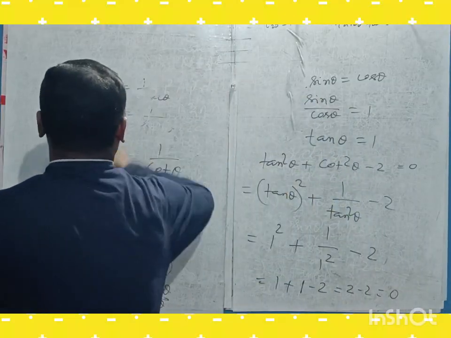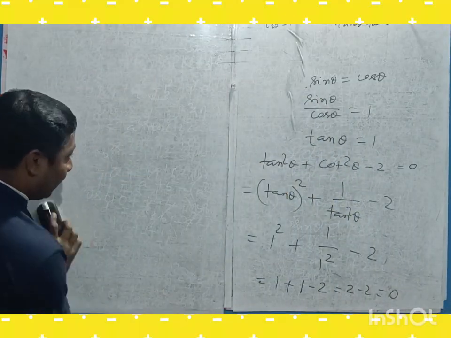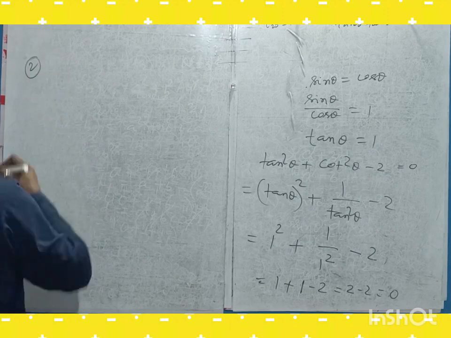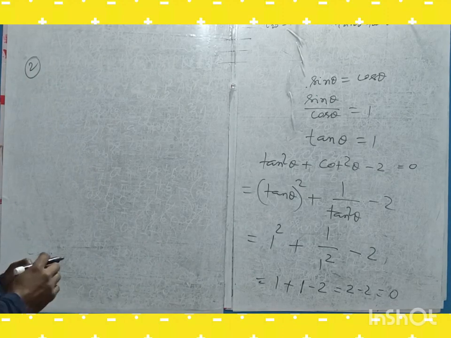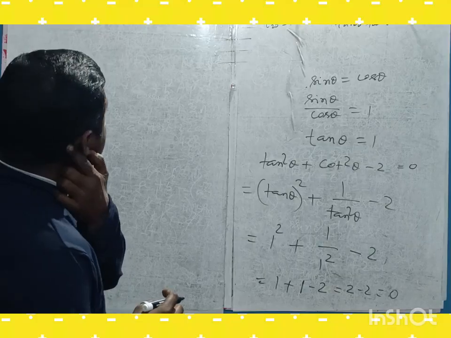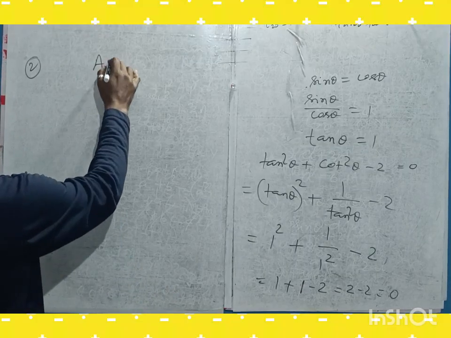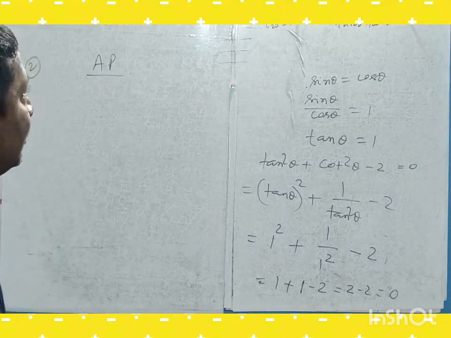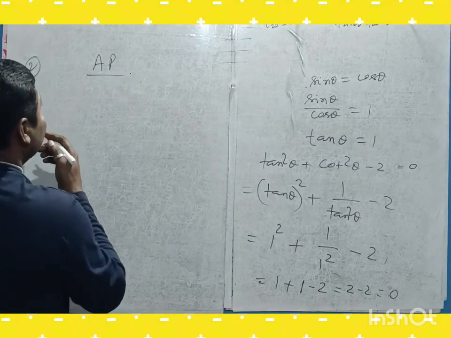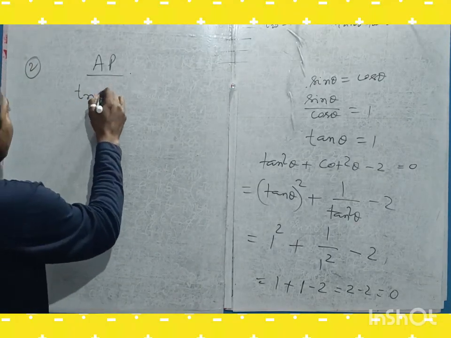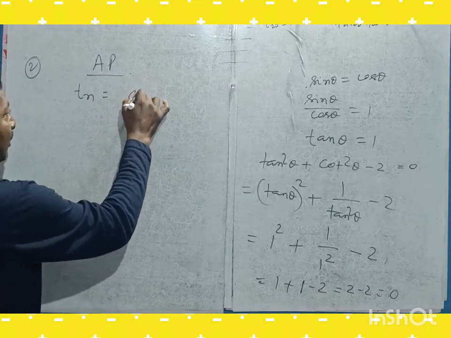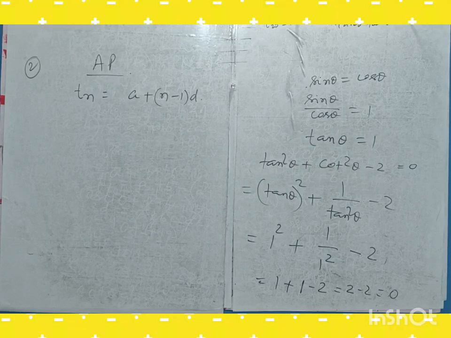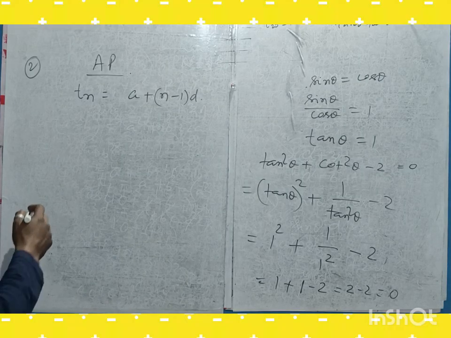Let's calculate another number, discuss. So number 2. Okay. It is from a different side. It is from AP. Remind AP. What is AP? What is Tn? The nth term is Tn. This is a plus n minus 1 into d. I have already gone through it.